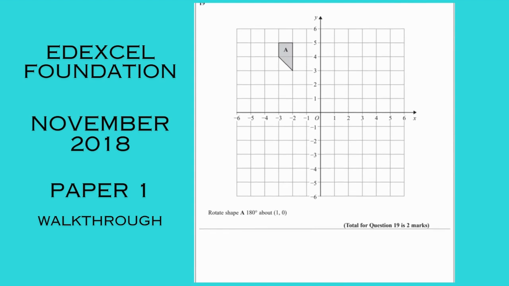Number 19. Obviously in an exam you could get out the tracing paper, but I'll do this one by counting. So the centre is 1 along, 0 up. It's a 180. So when you rotate, ups become downs, left becomes right. That's what happens with a 180. So I'm going to use this coordinate there. That's left 3, up 3. We need to go right 3, down 3.